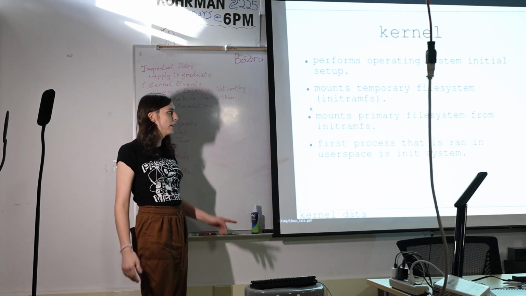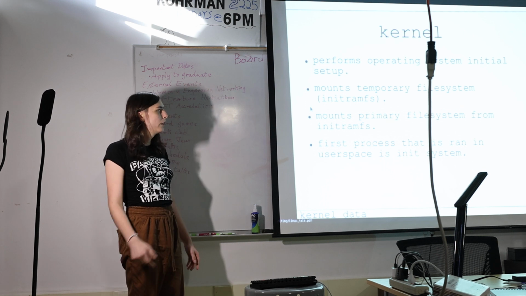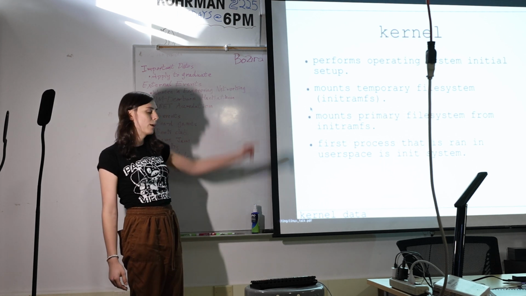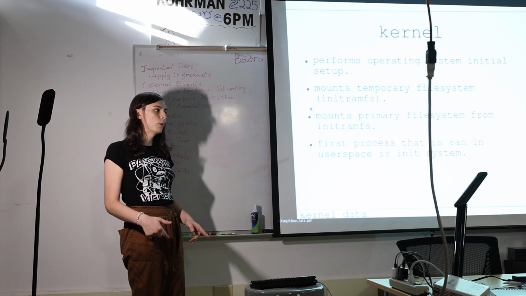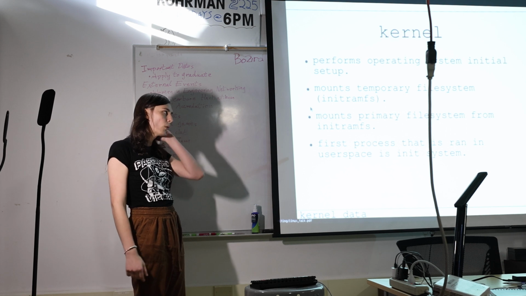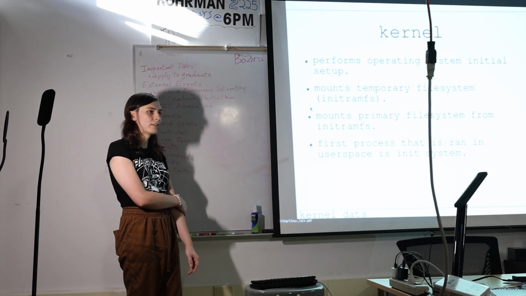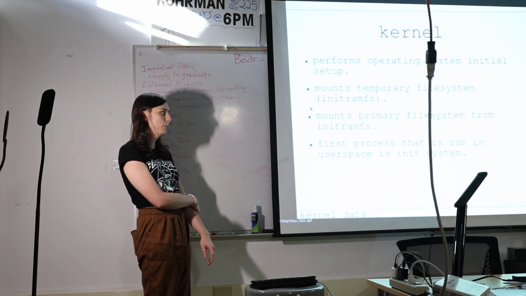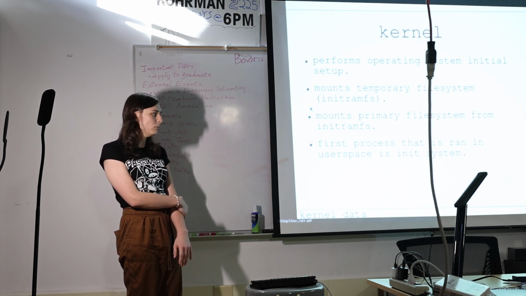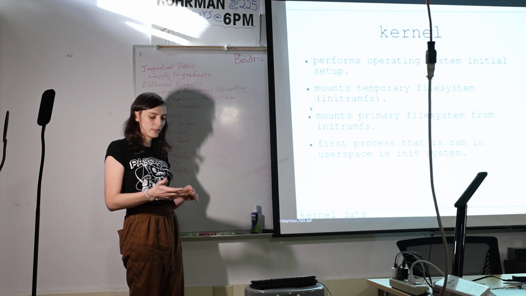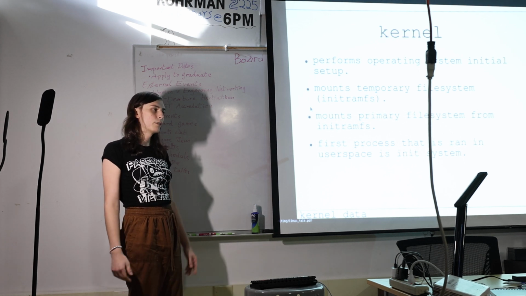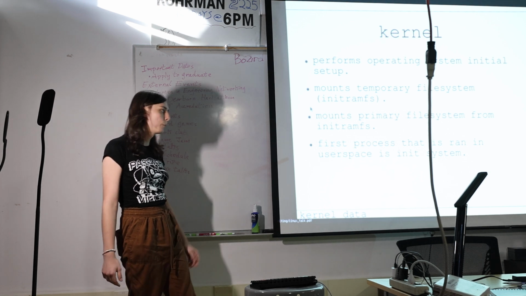So that's what the virtual file system does, and it actually physically mounts the initial file system, or the initramfs. The bootloader loads it into memory, and then the kernel actually mounts it. And using that initial file system, it's able to mount your primary file system, and then it will unmount the initial one and just turn that into RAM. And once all that basic setup is done, the first program that will be created in user space is your init system.